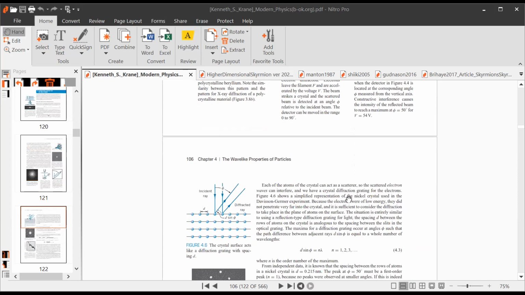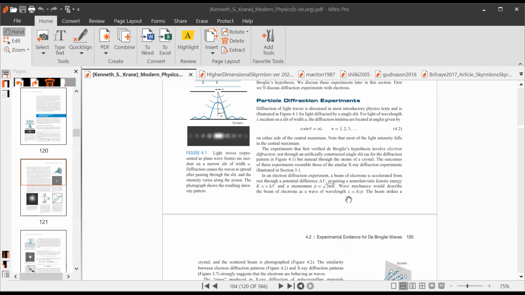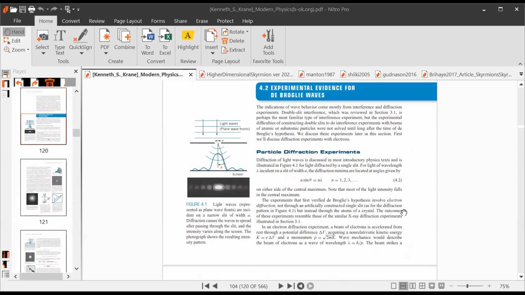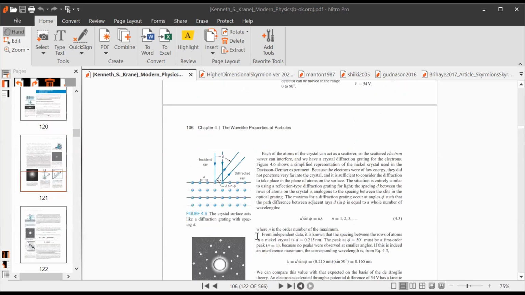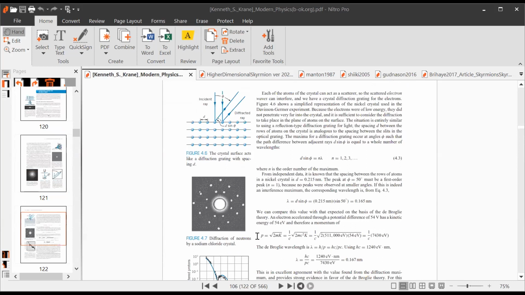Usually the experiments on de Broglie waves use mostly X-ray diffraction, and also the Davisson-Germer method.